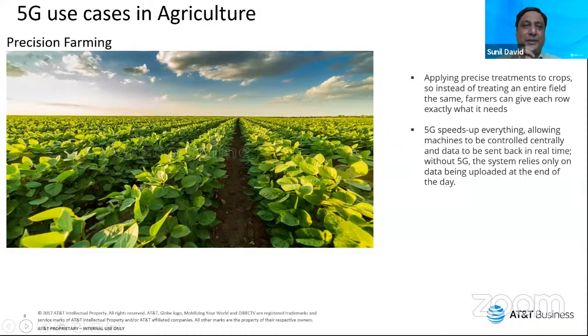Now, if you just look at precision farming, right? 5G can definitely play a big part here. Instead of applying treatment to the entire field, there's a need to apply precise treatment to only certain rows or only certain crops. Now, this might be possible in earlier generations of technology as well, but 5G is able to speed up everything. The fact is that you can collect data at high speed and send it to the cloud at, as I told you, 1 gigabit per second speed or even higher, right? That makes it even more powerful. So 5G definitely can be used in precision farming.